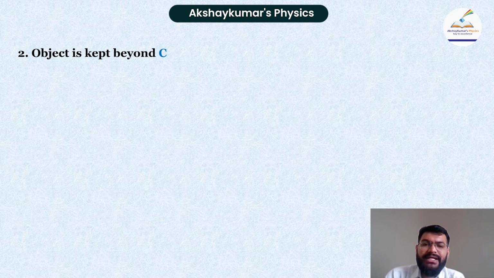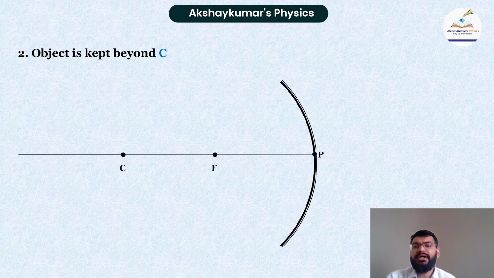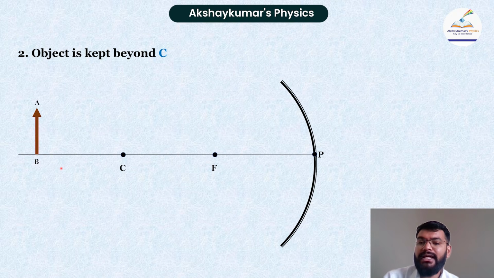Now we will see the second image formation in a concave mirror when the object is kept beyond C. Remember, in a mirror, P is always going to be the origin. इसका मतलब है all the distances will be measured from P. That is why when we are talking about beyond center of curvature, it will be this region. अभी मैं एक ऑब्जेक्ट लिए AB which is kept beyond C. A will be the head of the object, B will be the tail of the object.